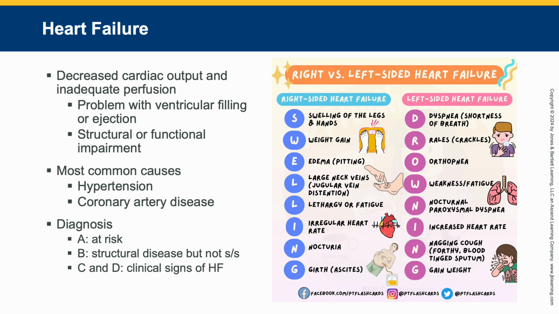Another common disease process affecting adult clients is heart failure, which ultimately is when the heart can't pump enough blood to meet oxygenation demands. So there's a problem with ventricular filling or ejection, and even structural or functional impairment. We see hypertension and coronary artery disease as the most common causes. However, those with altered heart rhythms like AFib or cardiomyopathies, even valvular disorders, and substance abuse can lead to heart failure.